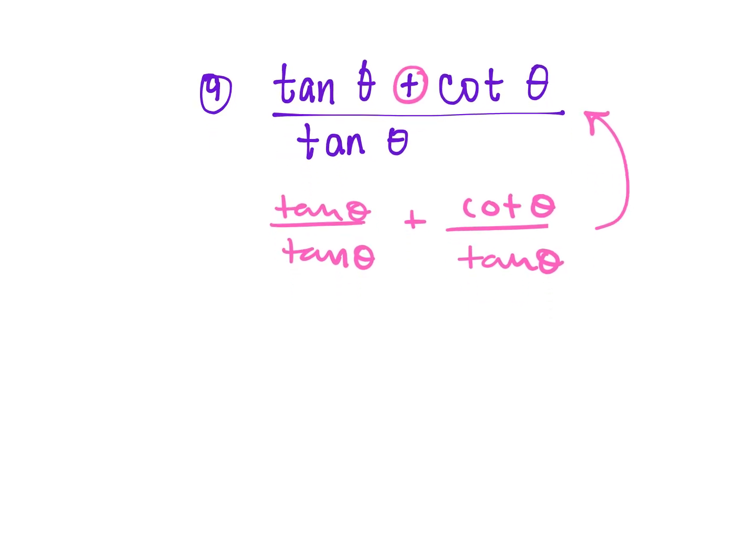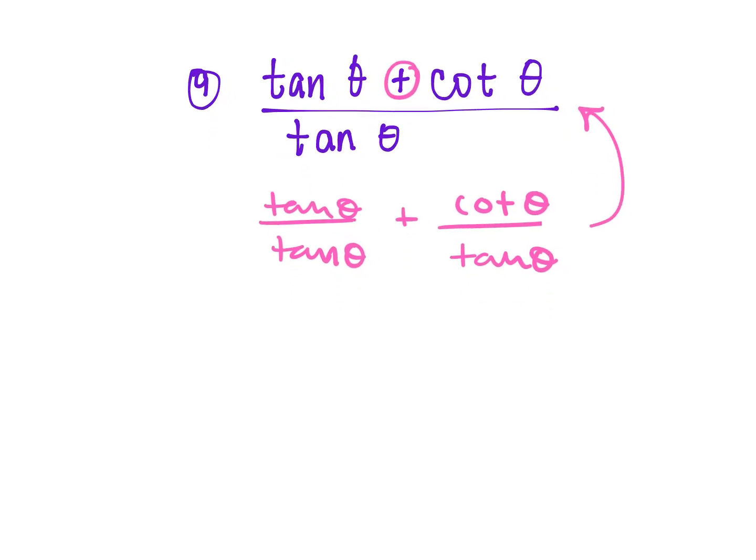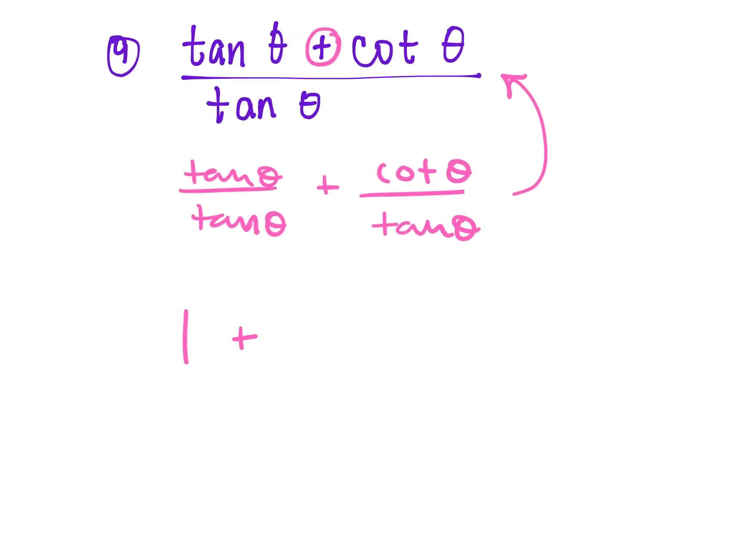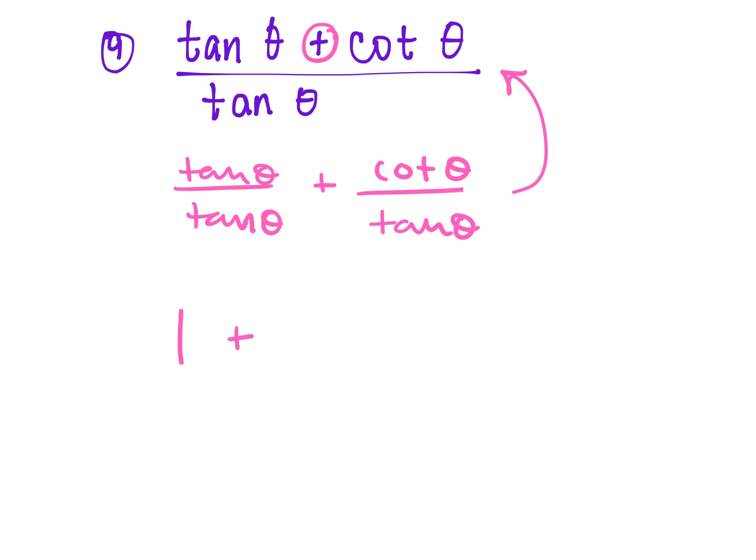Let's simplify from here. What's tangent over tangent? 1, perfect. Plus, let's simplify cotangent over tangent. How can I make these be the same trig function?